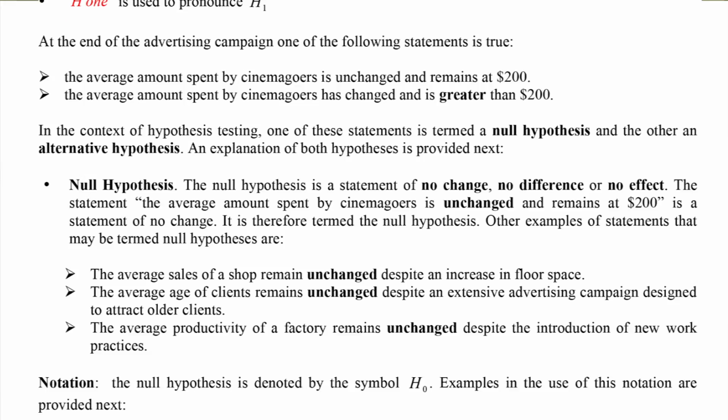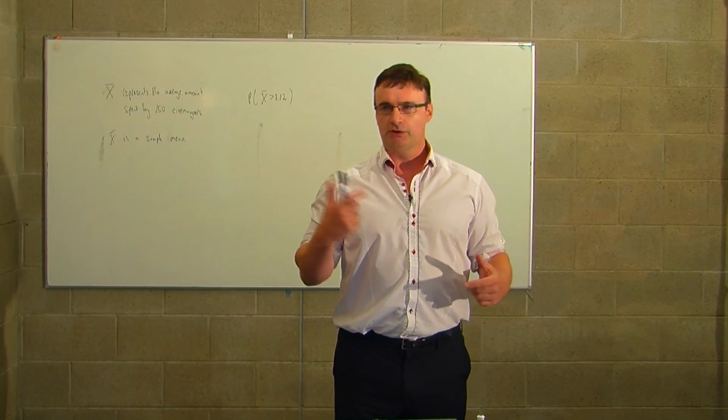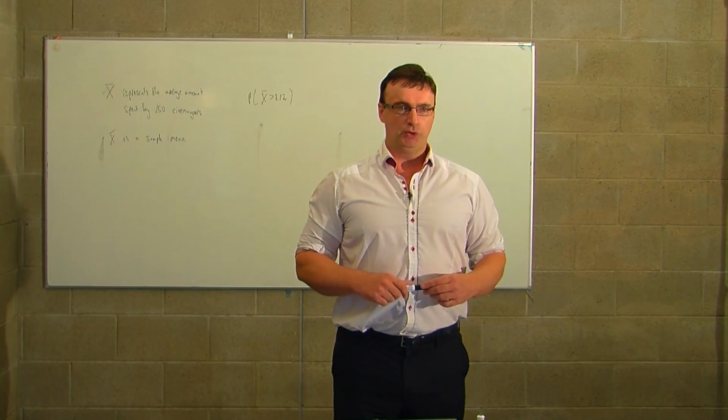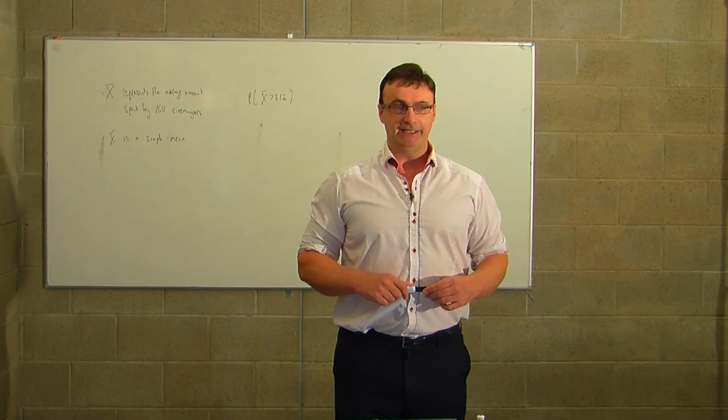Okay, at the end of the advertising campaign, one of the following statements is true. The average amount spent by cinema goers is unchanged and remains at 200 euros. In effect, the marketing campaign has been no good. The average amount spent by cinema goers has changed and is greater than 200 euros. Okay. In the context of hypothesis testing, one of these statements is termed a null hypothesis and the other an alternative hypothesis. So one's called a null and one's called an alternative. An explanation of both hypotheses is provided next.